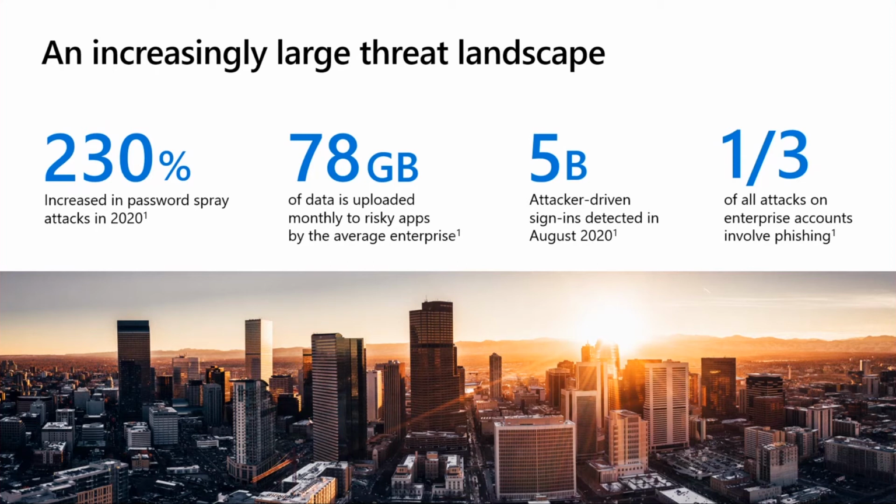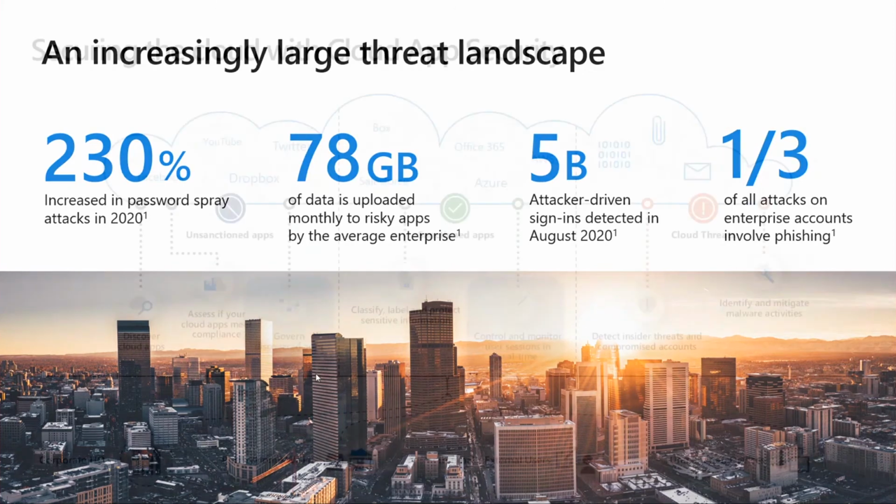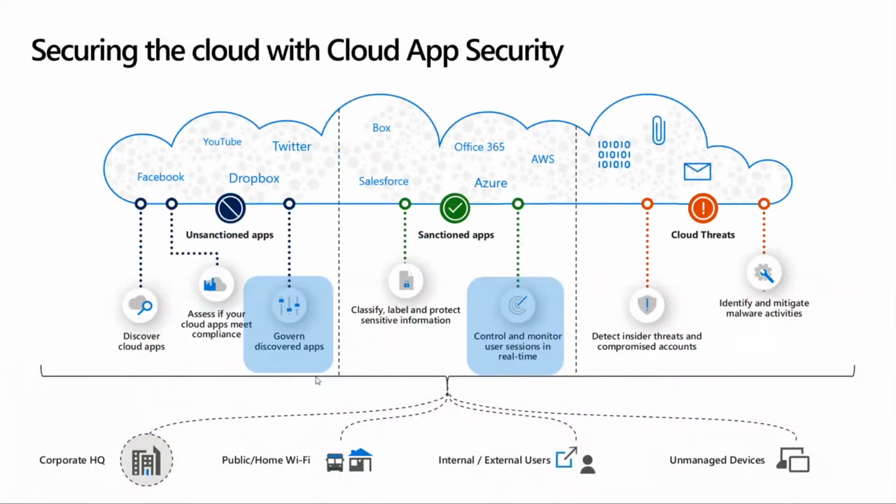In this presentation, I'll show you remediations that can be performed through Cloud App Security so we can mitigate and decrease these threats. So how do we do that? Well, to secure the cloud, we're going to look at two specific pillars within Cloud App Security and hyper-focus on the adaptive access scenarios. I'll start with controlling and monitoring user sessions in real time, and then go into governing discovered apps. Just keep in mind that Cloud App Security is a cloud access security broker with a plethora of use cases that can be adapted to mitigate these threats.